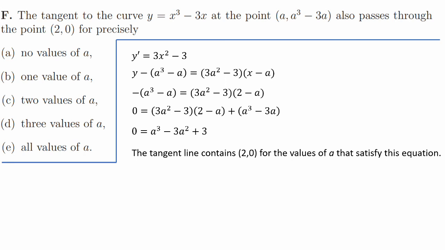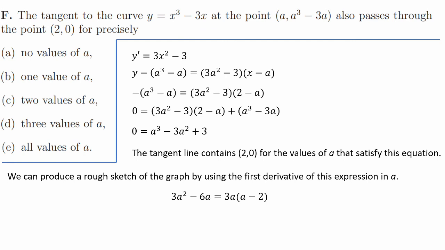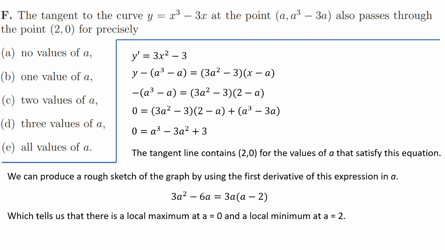Now the tangent line contains (2, 0) for the values of a that satisfy this equation as we said before. So we have to solve this equation, or we can also produce a rough sketch of the graph by using the first derivative of this expression in a. So this first derivative is 3a squared minus 6a, but it can also be written as 3a times the quantity a minus 2. Which tells us that there was a local maximum at a equals 0 and a local minimum at a equals 2.